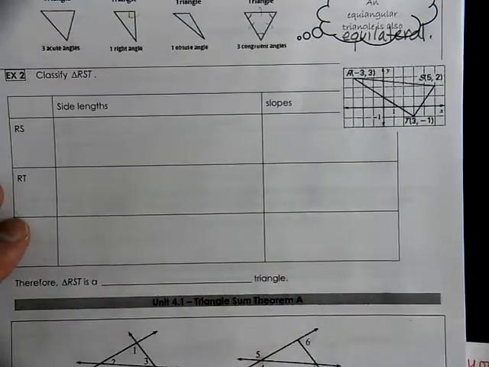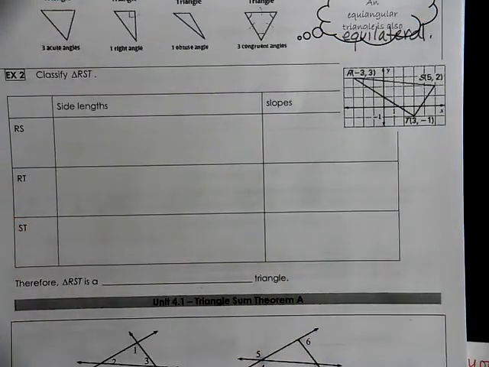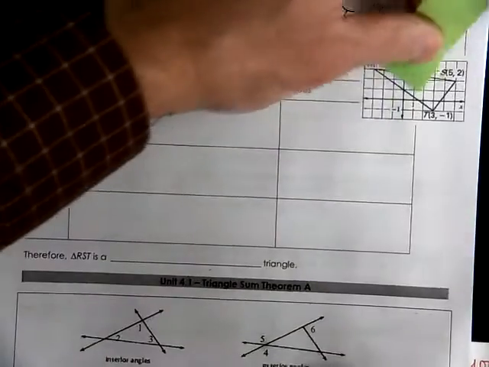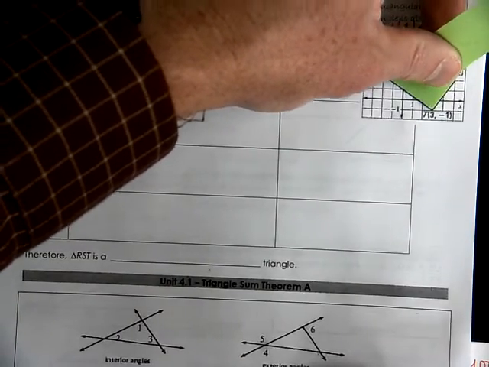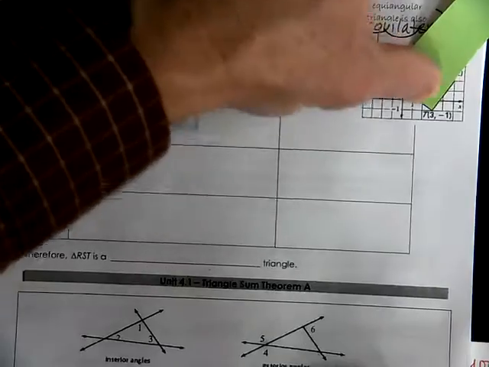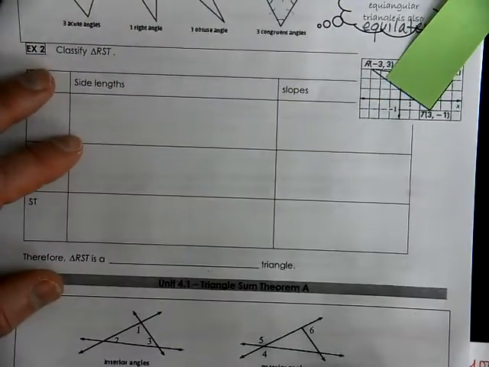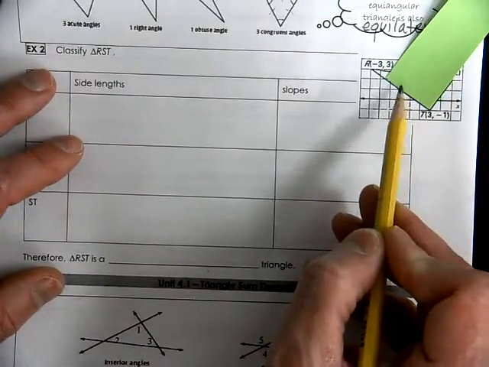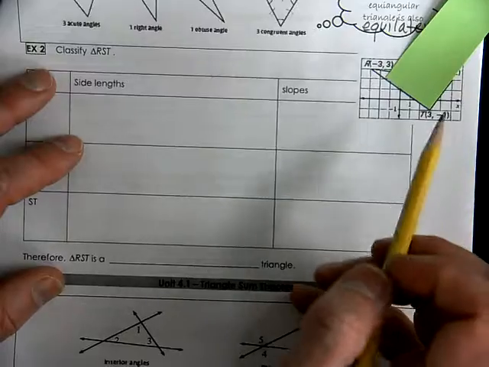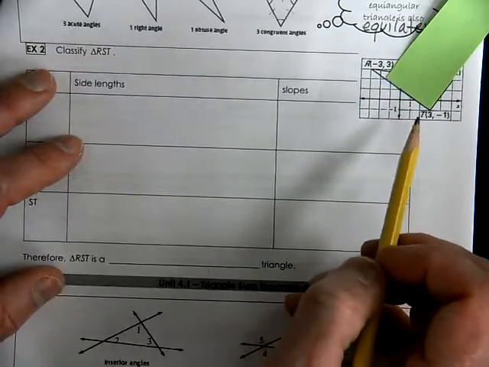Obtuse would imply that one of those angles is bigger than 90 degrees. And if we take a look at each of these corners, oh, that one is pretty darn close to 90 degrees. I was not expecting that. That's really close. It may not be exactly 90, but it is darn close to it. There's a way we can test it. We can find out.